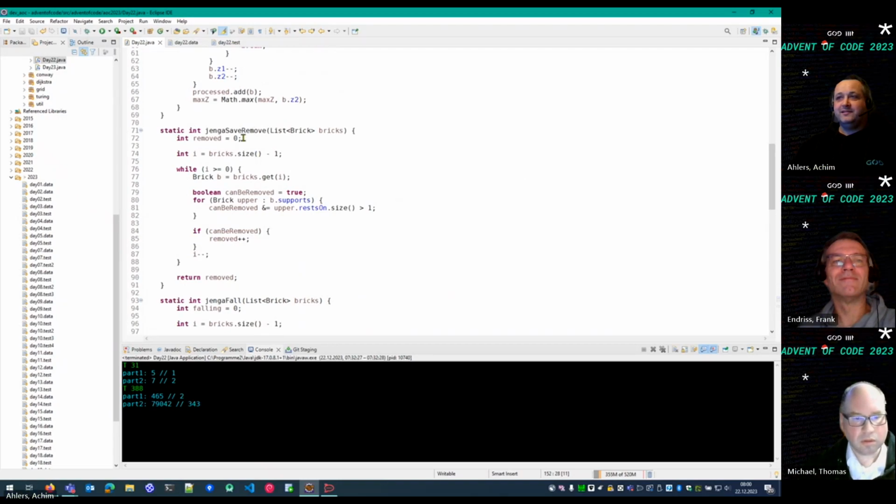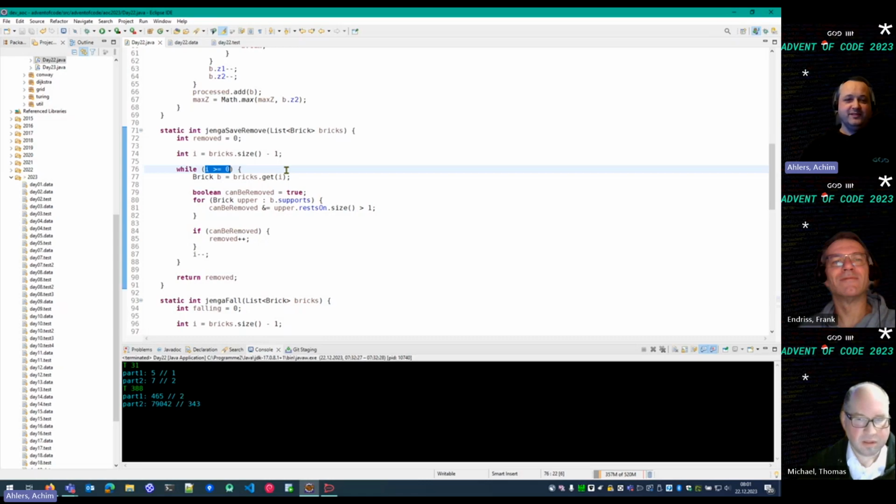Yes, the Jenga safe remove method. The question is not how many disassemblies you can do on the entire brick heap. That is what I implemented first, which is why my loop goes backwards through the pile: the idea was that I remove the topmost item, then I can remove the item below that, and so on. No, that wasn't the question. The question was, if I don't remove any other brick, which one can I remove without producing any damage?